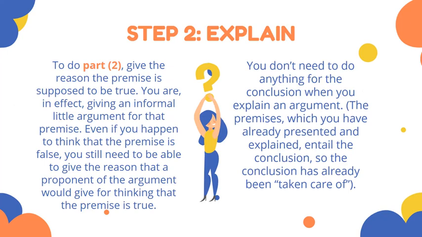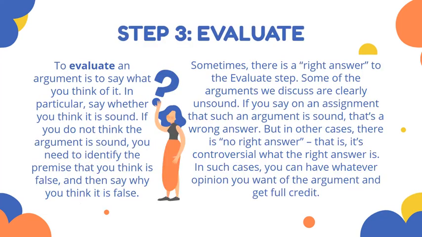Okay, and then step 2, explain. So to do part 2, we give the reason the premise is supposed to be true. You are in effect giving an informal little argument for that premise. Even if you happen to think that the premise is false, you still need to be able to give the reason that a proponent of the argument would give for thinking that the premise is true. We don't need to do anything for the conclusion when we explain an argument. The premises which you have already presented and explained entail the conclusion. Assuming that the argument's valid, the conclusion should follow necessarily. So we only need to give an explanation or rationale for each premise, why somebody should think that it's true.